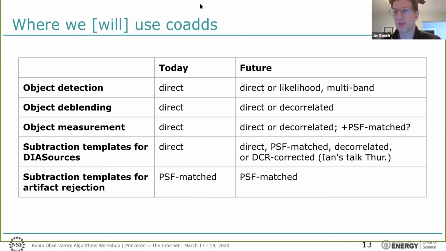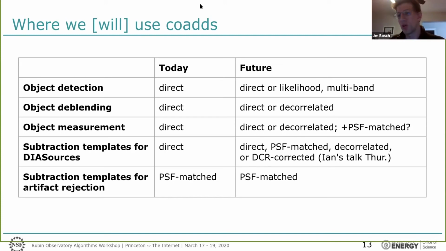All right, so I've talked about a lot of different kinds of coadds, and I want to run through real quickly what we have implemented and where we're using things. Today, we use direct coadds for almost everything. We use them to detect on. We don't make those optimal detection maps yet. We actually just make a direct coadd and then smooth by the PSF. We use them for deblending. We use them for measurement. We use them actually as the templates for difference imaging.